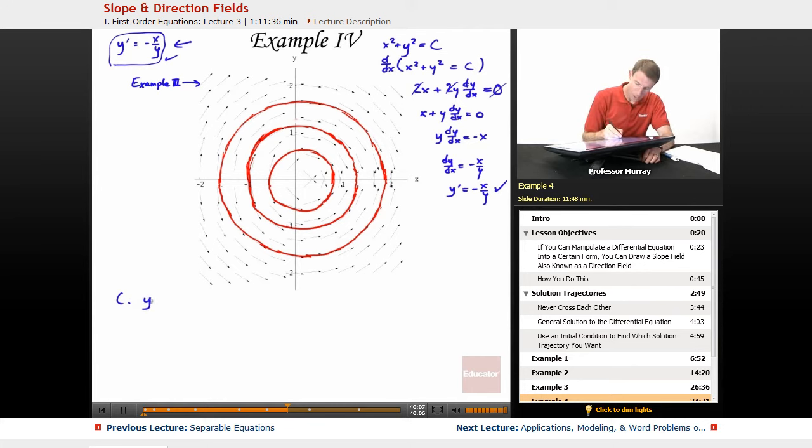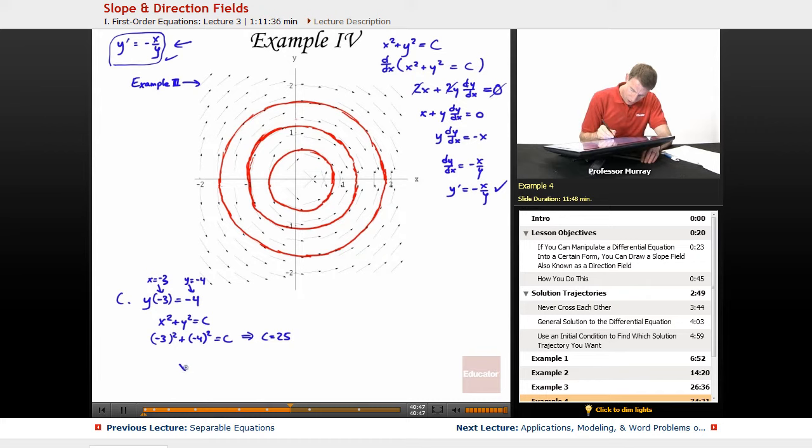We were given y of -3 is equal to -4, which means we're going to plug in x equals -3 and y is equal to -4, and we're going to see what value of the arbitrary constant we get. So if I plug those into x squared plus y squared is equal to c, so x equals -3, (-3) squared plus (y equals -4) squared is equal to c. I see that I'm going to get c is equal to 25.